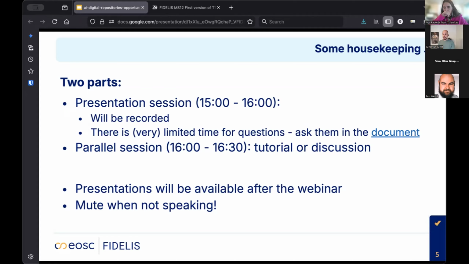So you can either join a tutorial, and that will be a tutorial on the very basics of how to use mostly large language model tools related to data. And the second parallel session will be a discussion where we have some statements, propositions, if you like, that we thought would be interesting to discuss because we hear a lot of different opinions about these topics. So we have 30 minutes for that.